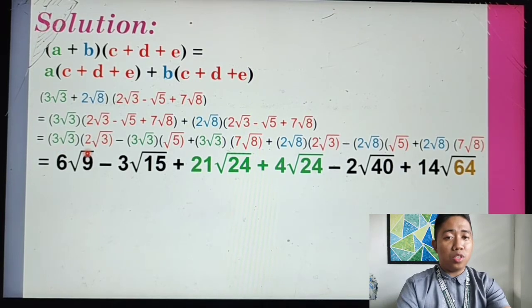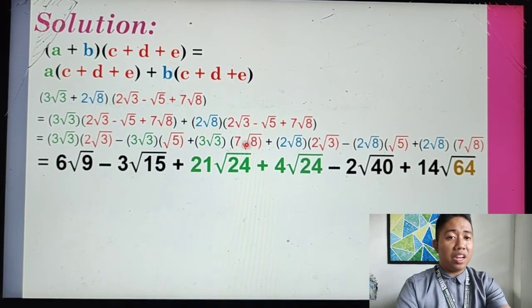So 3 times 2, so we get 6. Square root of 3 times square root of 3, which is square root of 9. Square root of 3 times 1, so I'll copy 3. And square root of 3 times 5, which is square root of 15. Then 3 times 7, so we get 21. Square root of 3 times square root of 8, which is square root of 24.